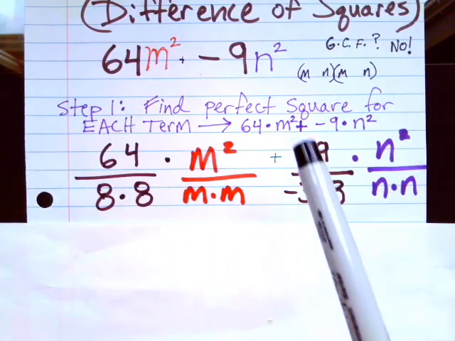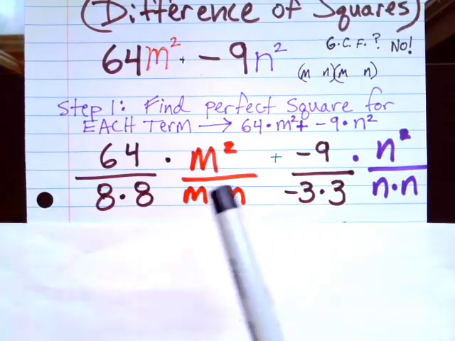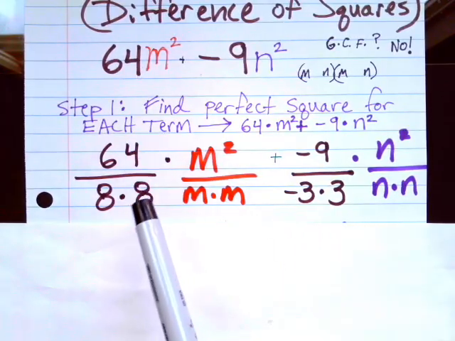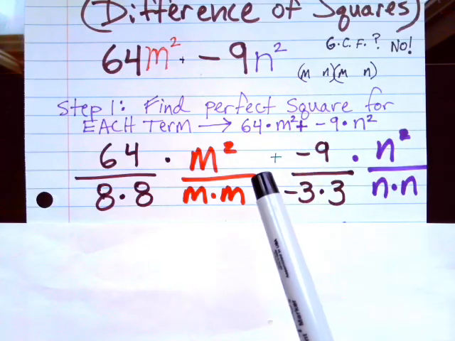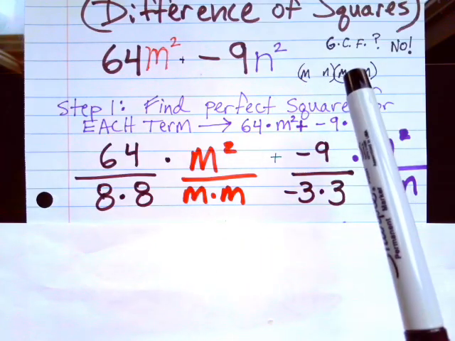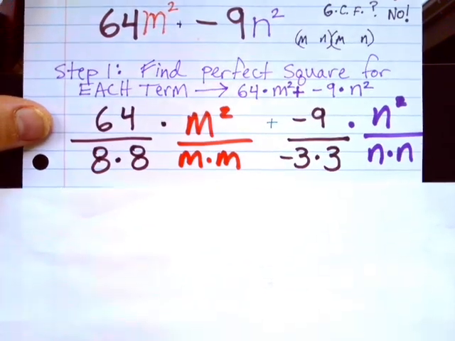Negative 3 times 3 is a negative 9. Hey, where am I going to put these terms, right? 64 is 8 times 8, m, right? So I'm going to put that 8 in front of the m's, and I'm going to put that negative 3 and the positive 3 in front of the n's. Let's go ahead and take a look at that now.